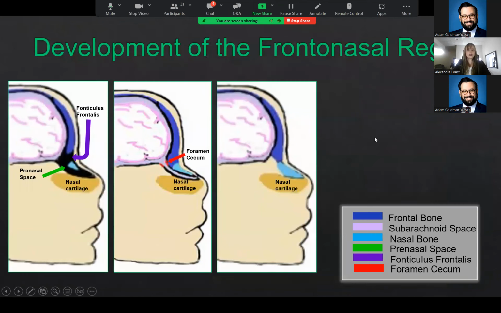All right, so that was our nasal region. Let's move forward then into the frontonasal area. And so this is going to be focused kind of in the midline, and we're going to talk about the region of the nasion and also the nasal bridge here.